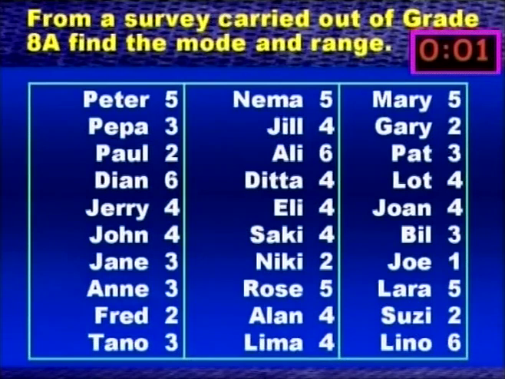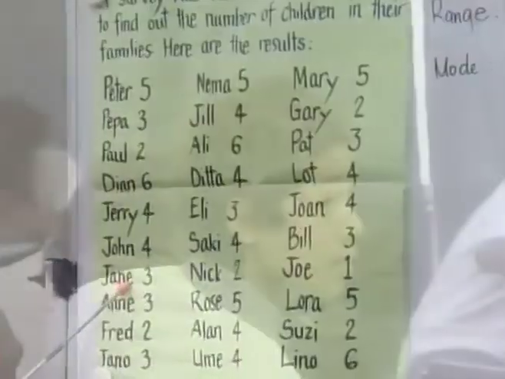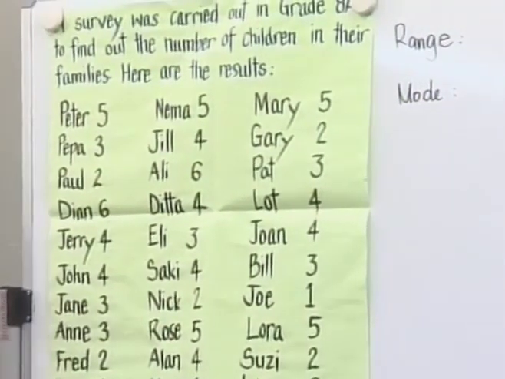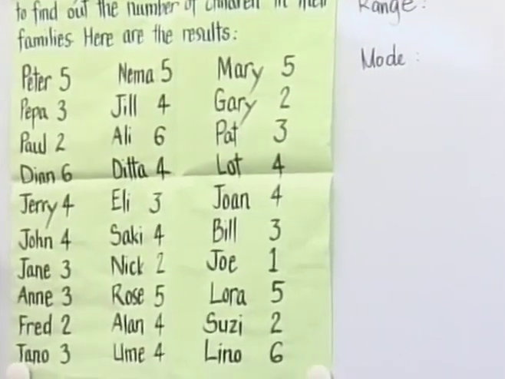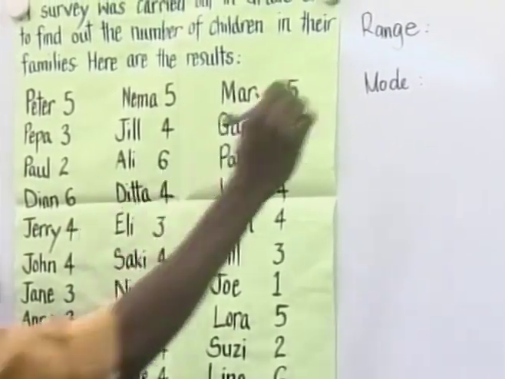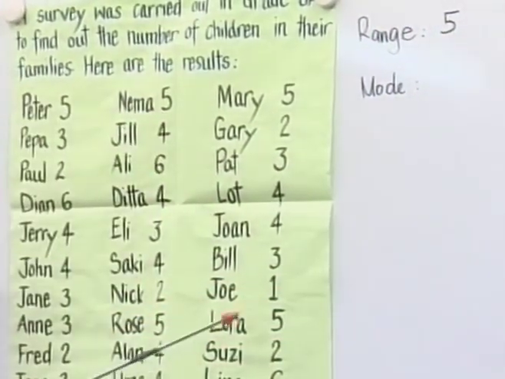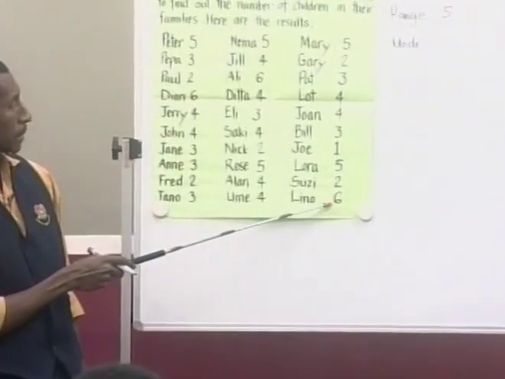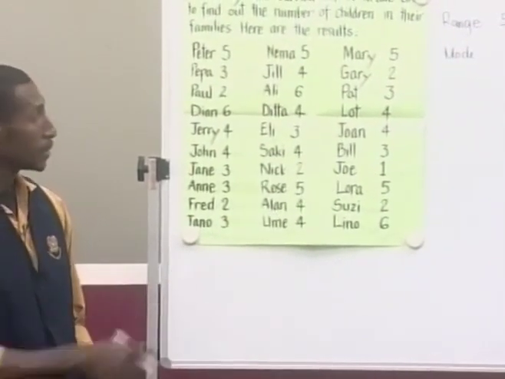Receiving students, I hope you have found the answer. Let's check the answer. I'll have Grant. Grant, can you give us the range for this data? The range is 5. Class, Grant says that the range for this data is 5. Do you agree with that? Yes. Okay. Yes, the range is 5. The highest number of children is 6 and the lowest number of children is 1. So the range is 5.